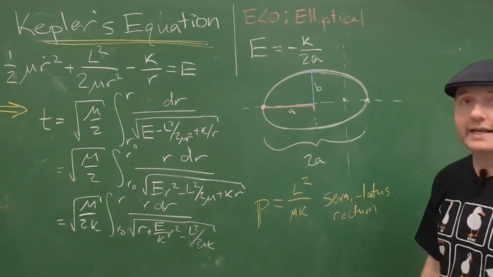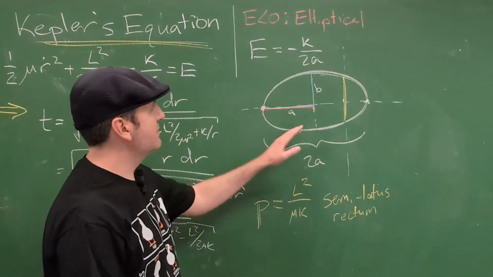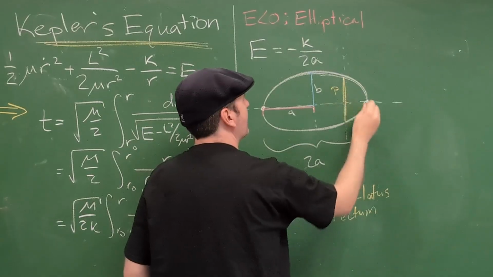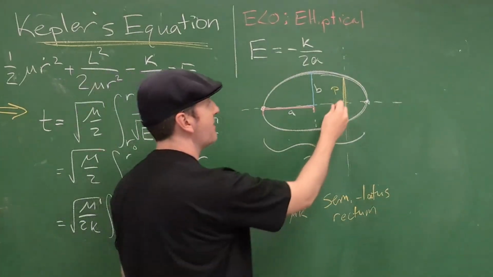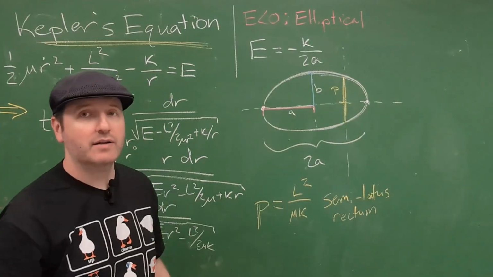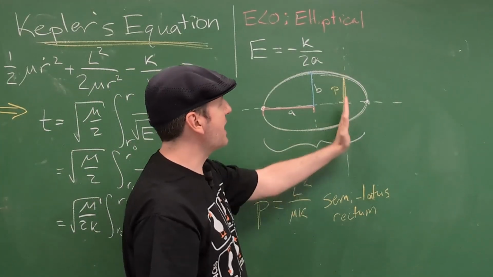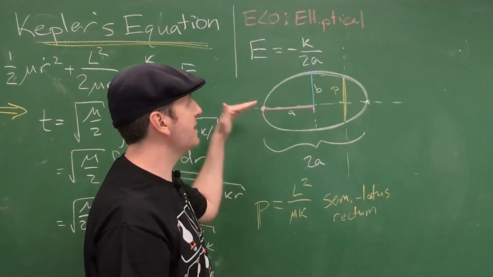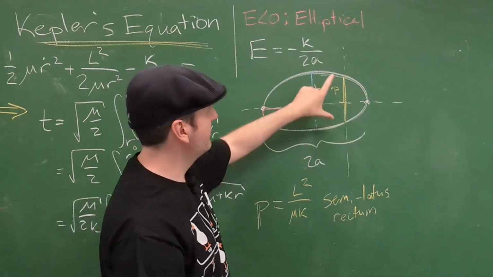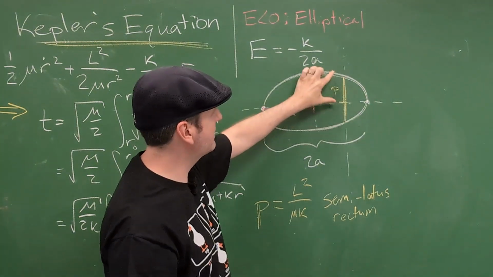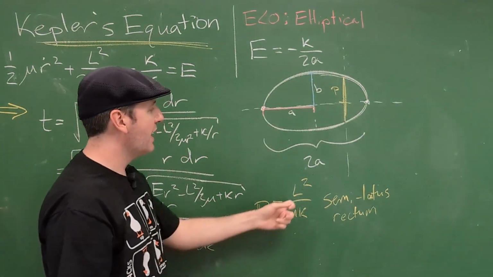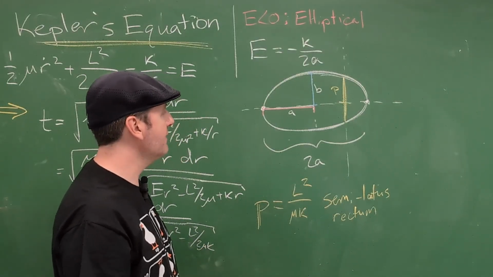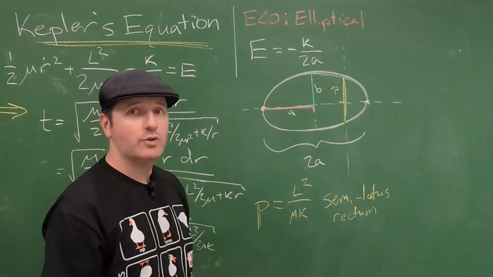Always fun to include a bit of Latin here. And the semilatus rectum is basically this distance here. Well, it's actually half of that. So this p is half the latus rectum. The latus rectum is a segment that is drawn through the focus of a conic section perpendicular to its axis of symmetry. So this particular segment would be the full latus rectum, and then this p is the semilatus rectum. And it turns out this is this value, L squared over mu kappa. You can check that that gives you the right units of distance.